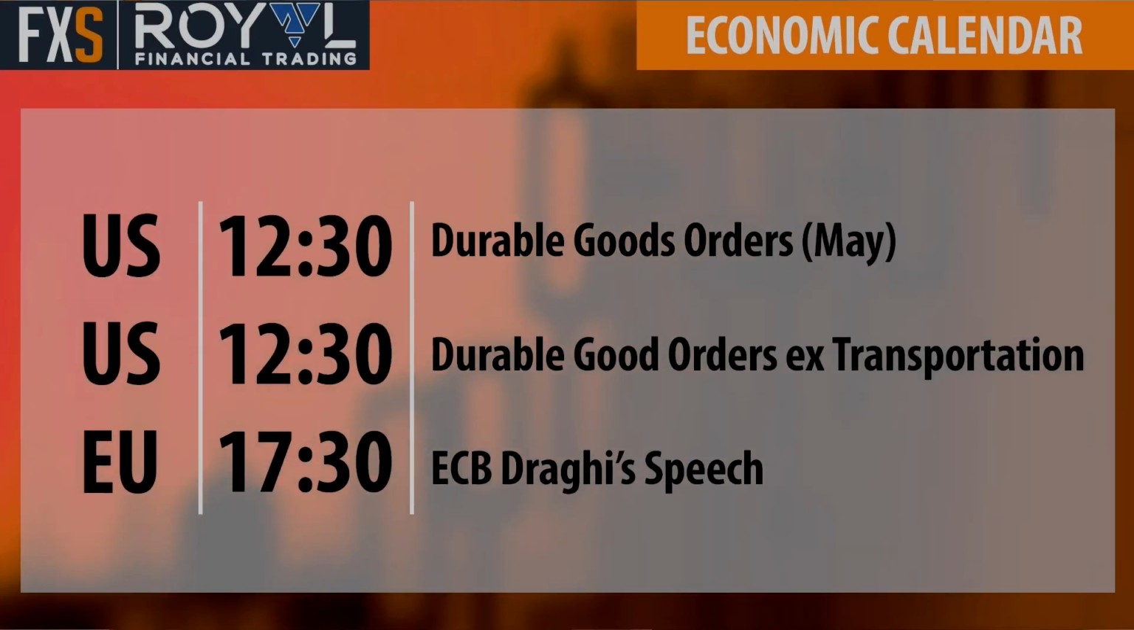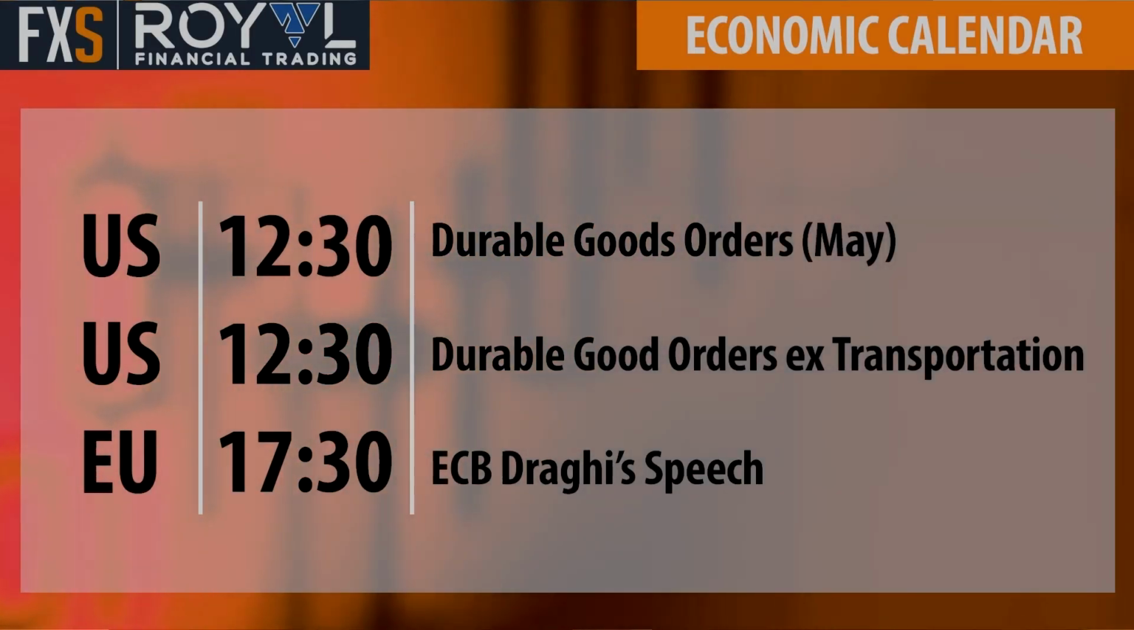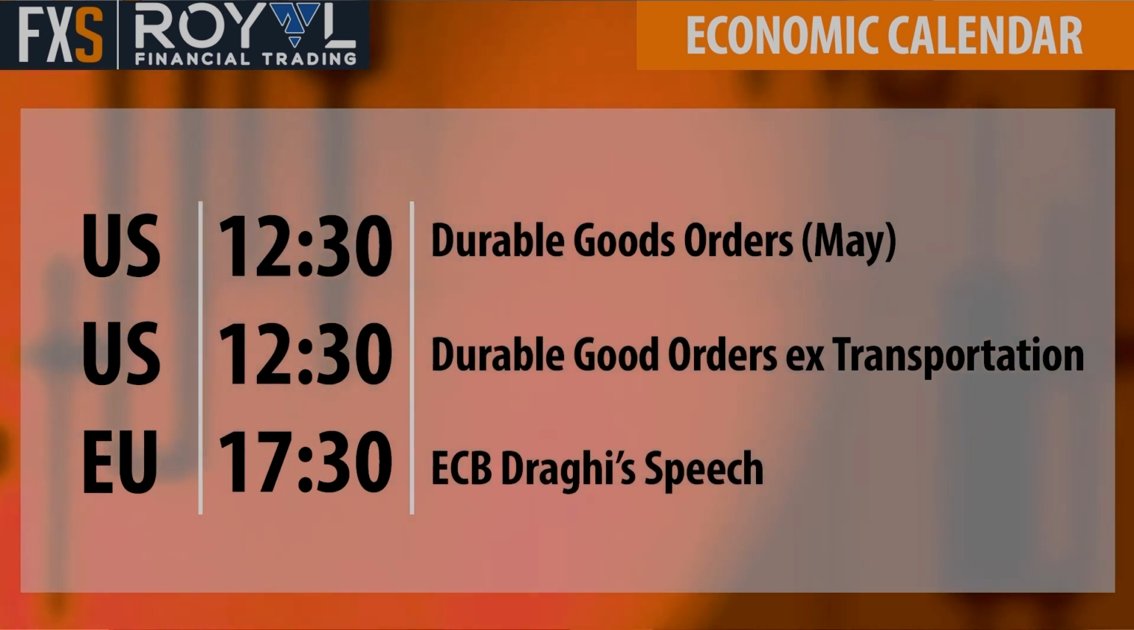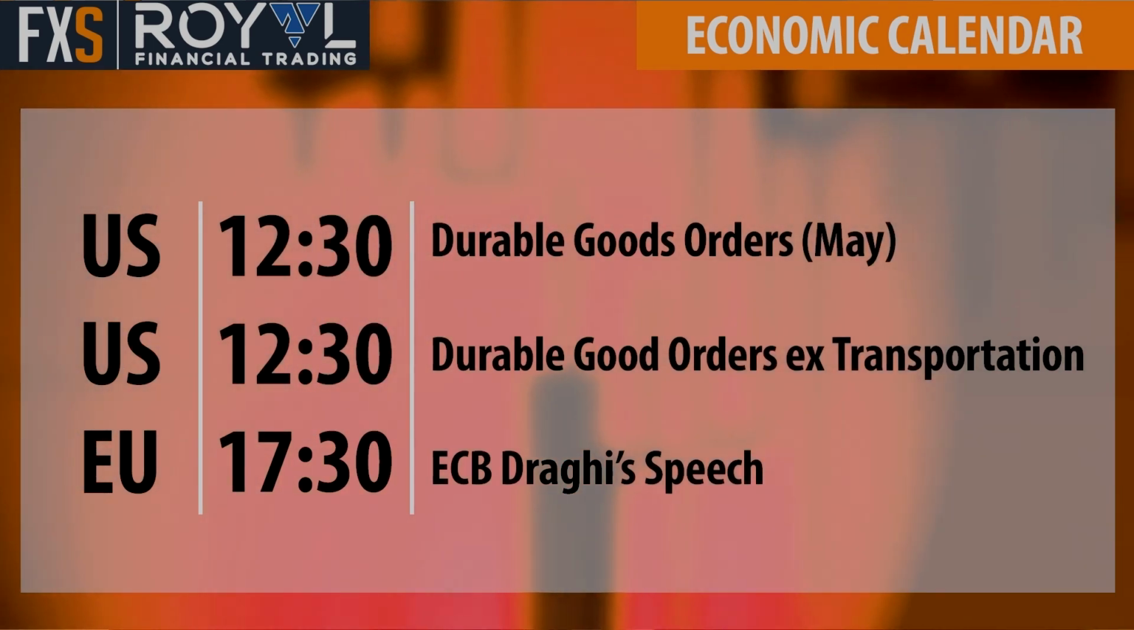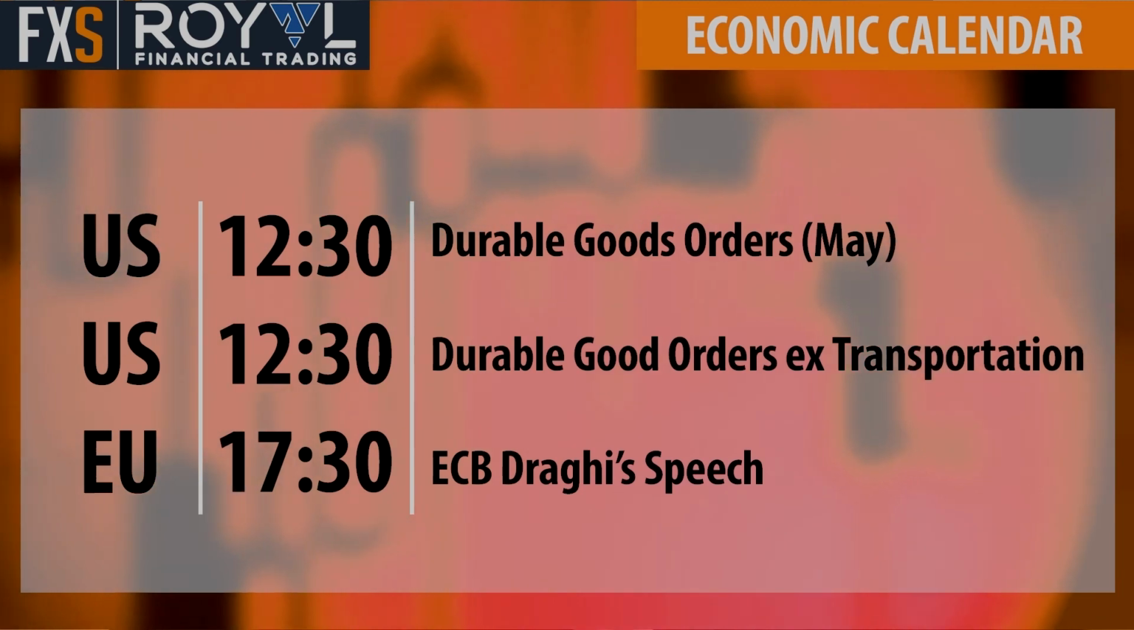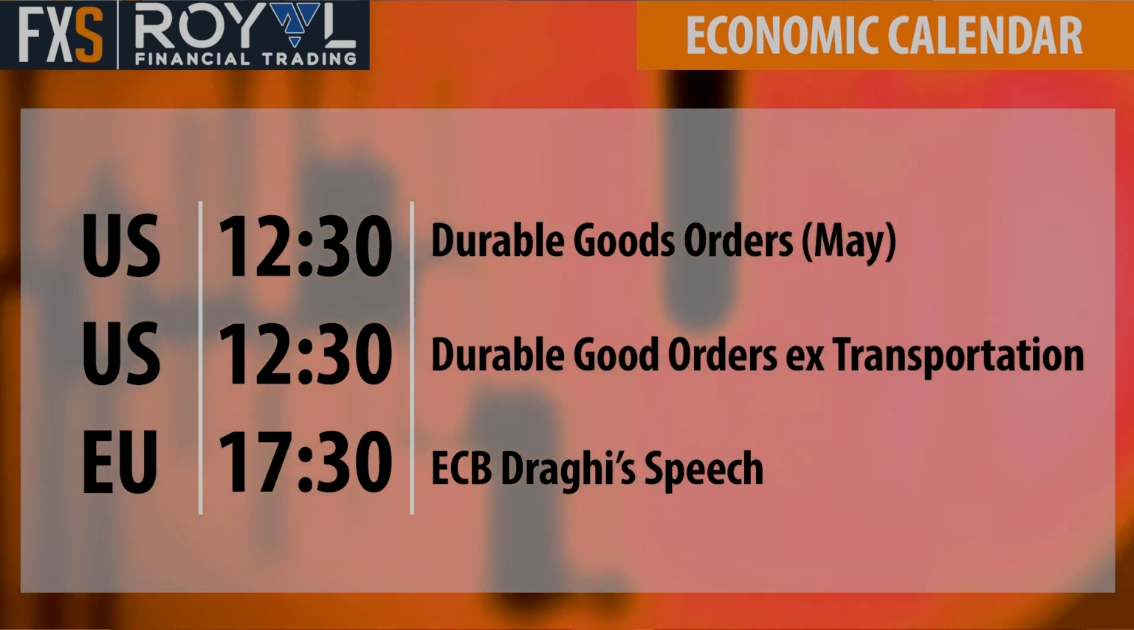For the Aussie dollar, as I was mentioning, 60-40 there on the ratio. For the economic calendar, we've got the durable goods orders for May and also transportation, as well as Draghi's speech coming along at 5:30 this afternoon.